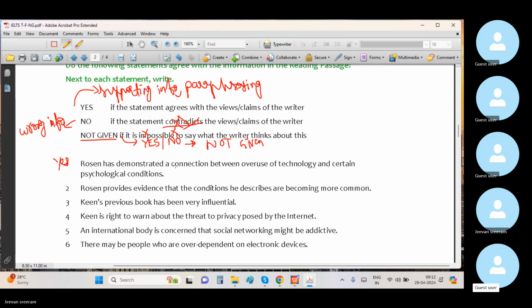Demonstrated means he has actually shown by performing, like a demonstration for the children, a lecture to the adults. Have you understood the difference? Demonstrating means you have to perform it and show the people. It is a kind of proving. So Rosen has somehow proven a connection between overuse of technology and certain psychological conditions. What did the author feel about this? Has the author felt the same? The author of the passage. Yes, sir.